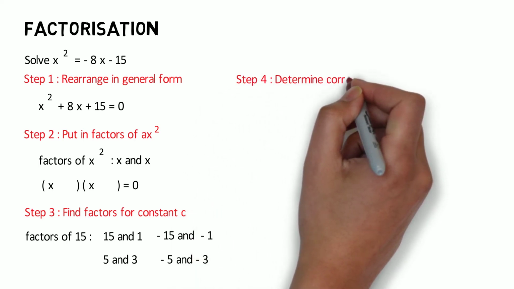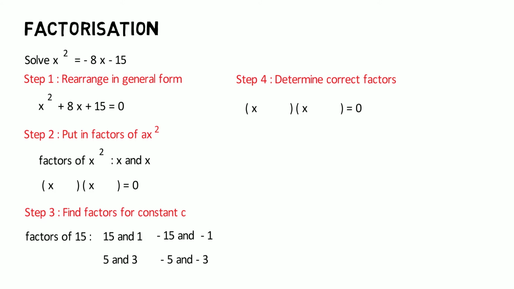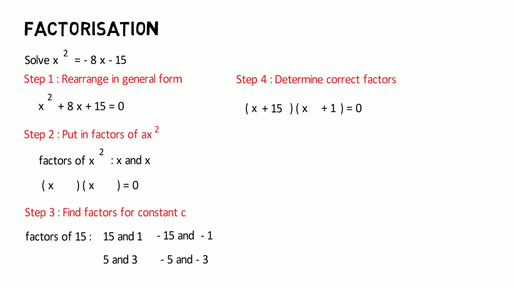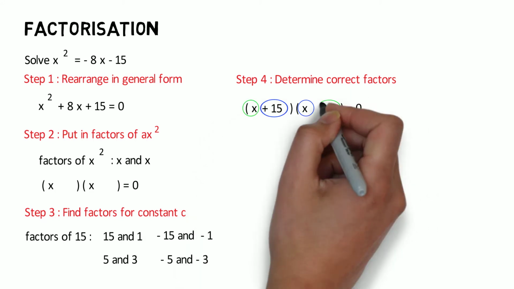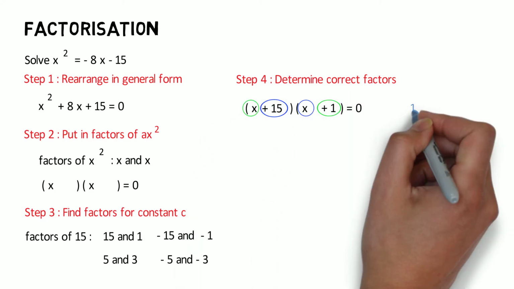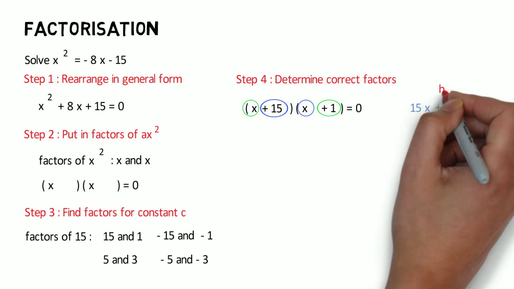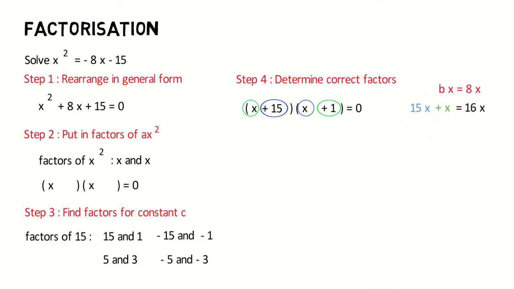After that, we have to determine the correct pair of factors. So let's try the first pair of factors, which are 15 and 1. You might ask, how exactly do we determine the correct pair of factors? Well, it's quite simple. First, we need to multiply the terms in the blue circles. Then do the same with the terms in the green circles. Now add them up together and we get 15x plus x is equal to 16x. Now compare 16x with the value of bx, and in this case bx is 8x. So 16x is not equal to bx. Therefore, these are not the pair of factors that we are looking for.